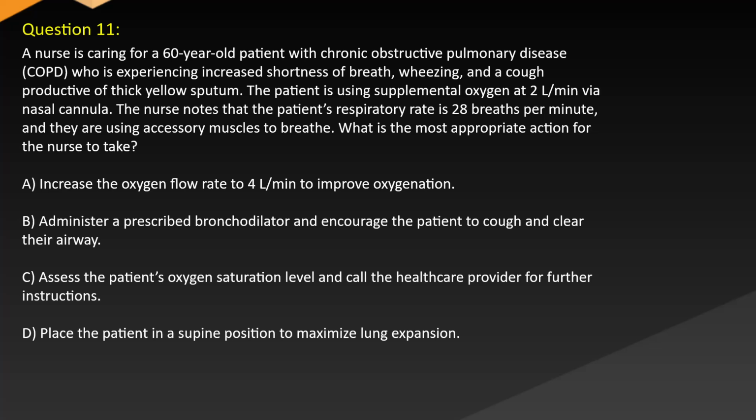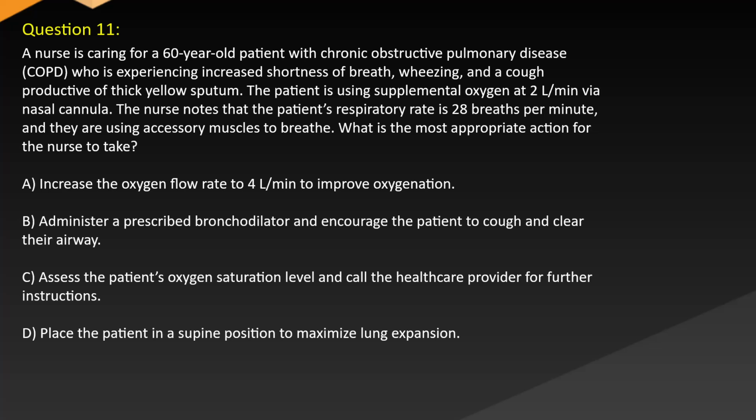Question 11. A nurse is caring for a 60-year-old patient with chronic obstructive pulmonary disease, COPD, who is experiencing increased shortness of breath, wheezing, and a cough productive of thick yellow sputum. The patient is using supplemental oxygen at 2 L/min via nasal cannula. The nurse notes that the patient's respiratory rate is 28 breaths per minute, and they are using accessory muscles to breathe. What is the most appropriate action for the nurse to take?